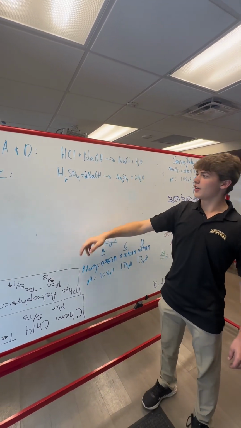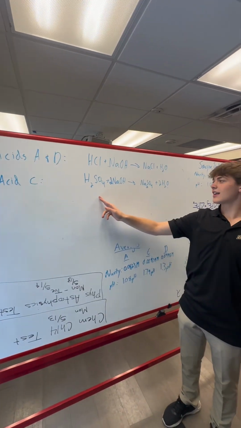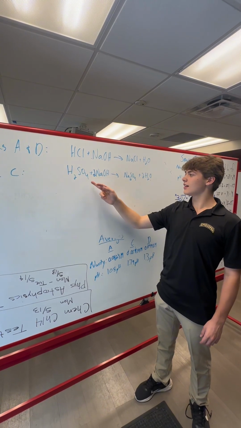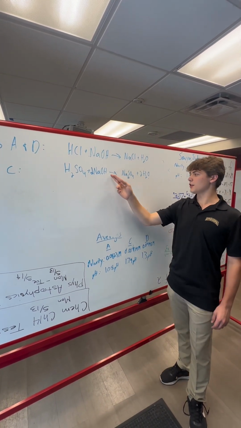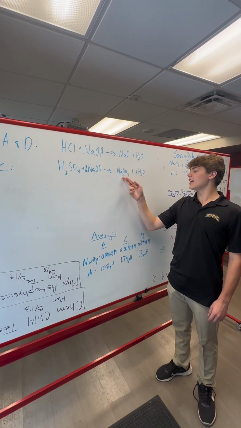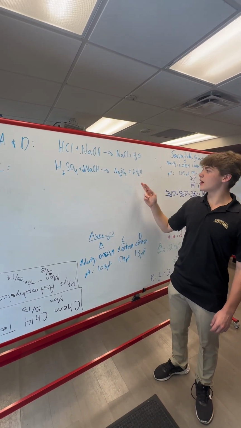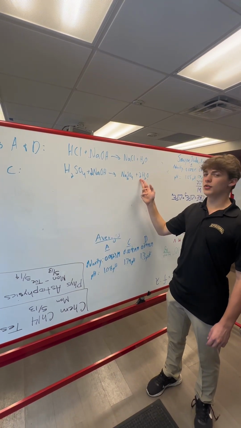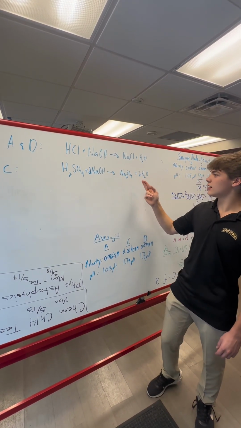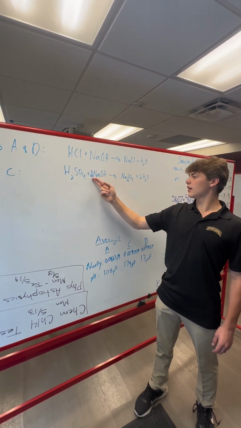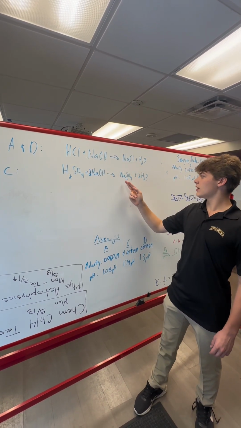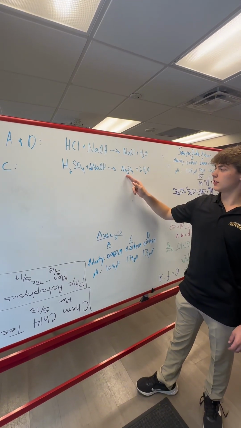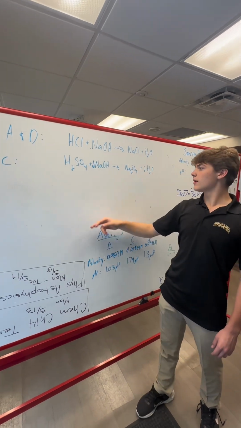And then for our acid C, which is sulfuric acid, and our base, we react sulfuric acid and our base for the neutralization to get Na2SO4 plus H2O. And because we have 4 hydrogens here, we have to add a 2 here to get our 4 hydrogens here. And then we also have to add a 2 here to match the sodiums, because the sulfate has a charge of 2 negative, so it drops to the sodium to an Na2. And now it's all balanced.